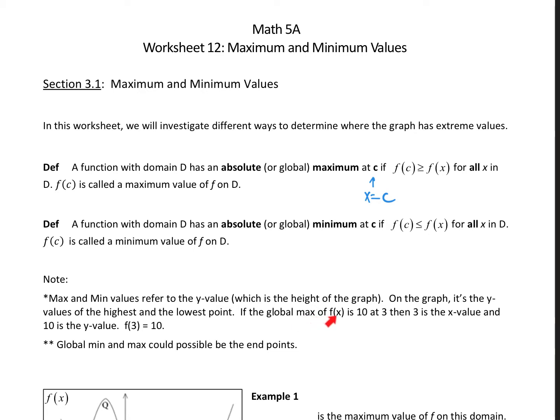If the global max of f of x is 10 at 3, this is how I'm going to say it: 3 is the x value and 10 is the y value. So I'm going to say max is 10, it happens at 3. At 3 means when x is equal to 3. Another way of saying it is f of 3 is equal to 10. So 10 is the y value, which is the max, and it happens at 3.